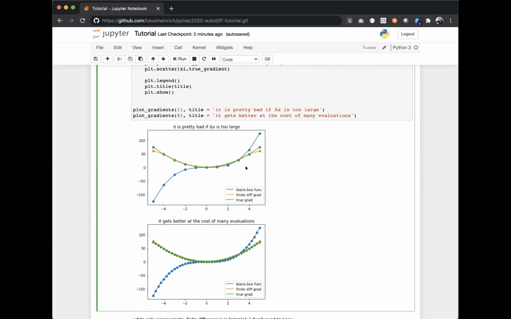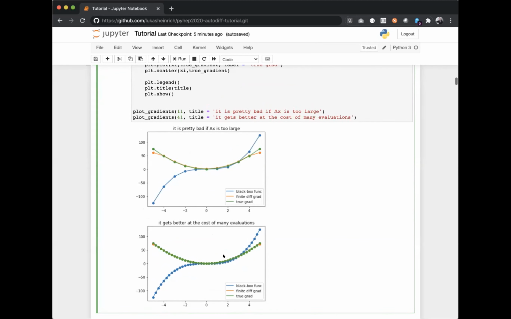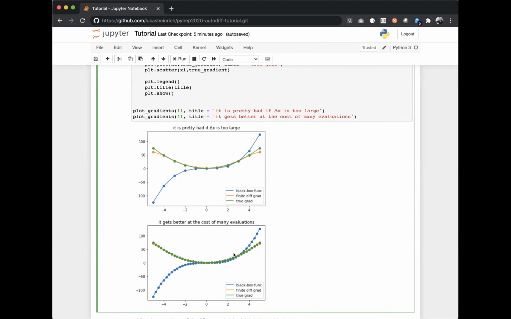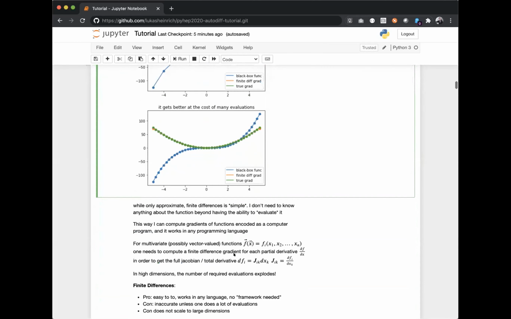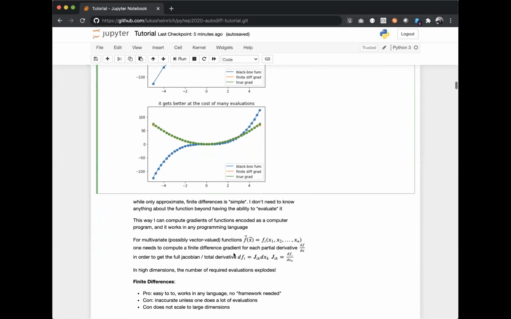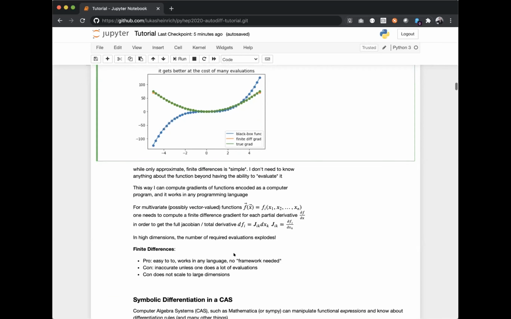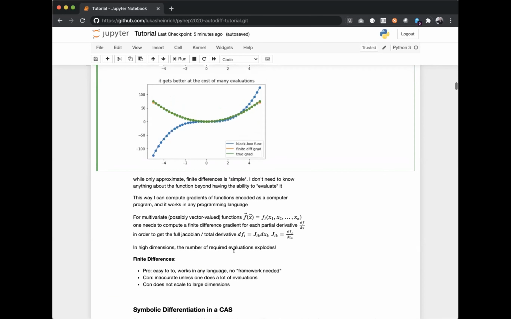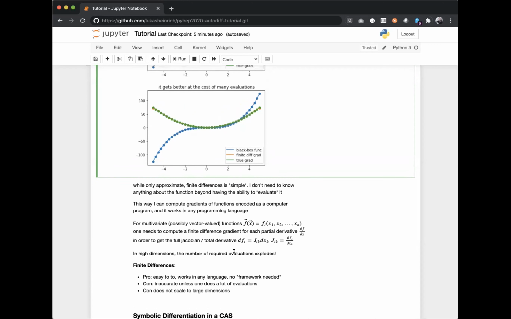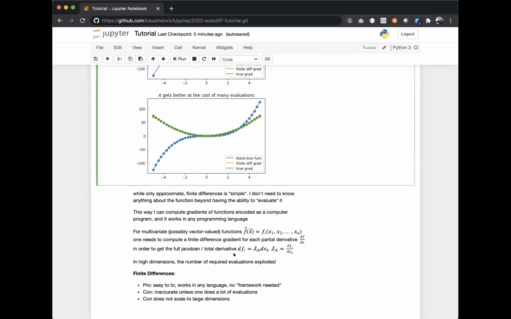Maybe that's not the most accurate gradient, but if you make the spacing a lot finer, then the approximation becomes better. That gives you a feel for what the situation is here.